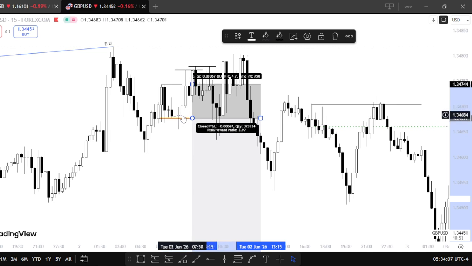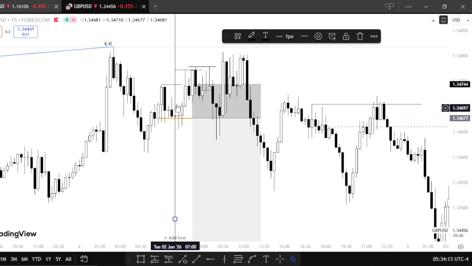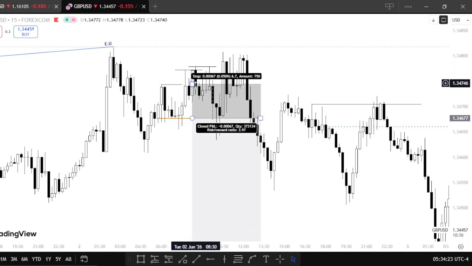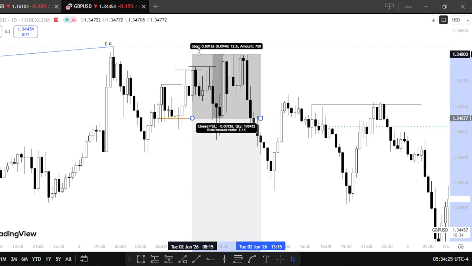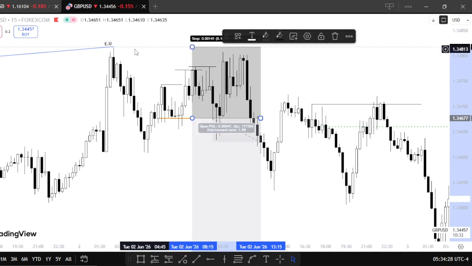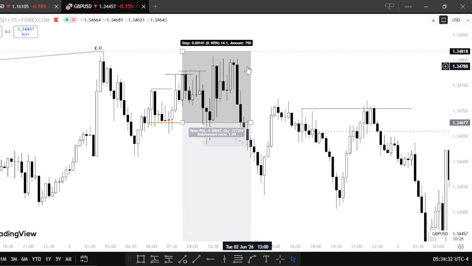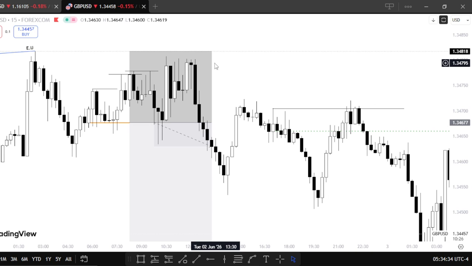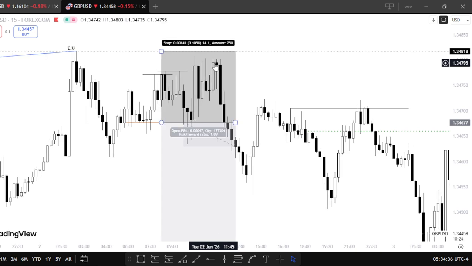This is the New York session open here. If this candle closed here, I would just leave my stop loss here. So I said I will take a risk and consider this as the high of the week. And I nearly got stopped so many times. That's why I was laughing.